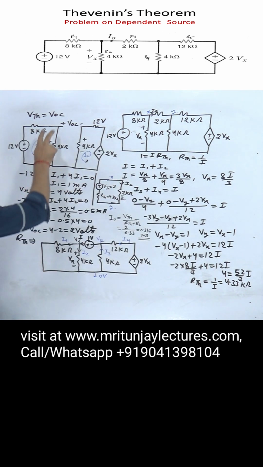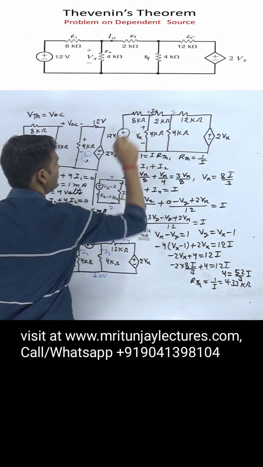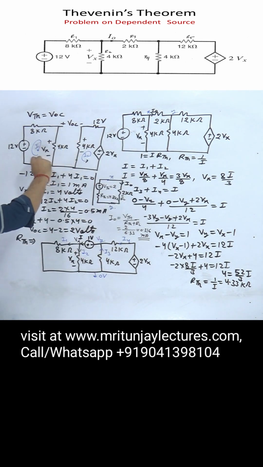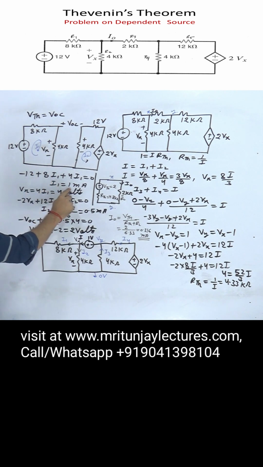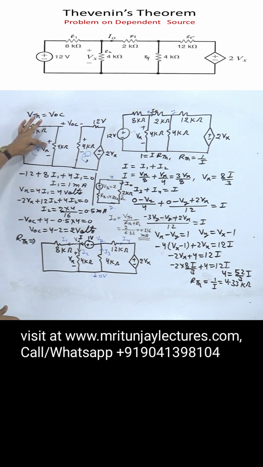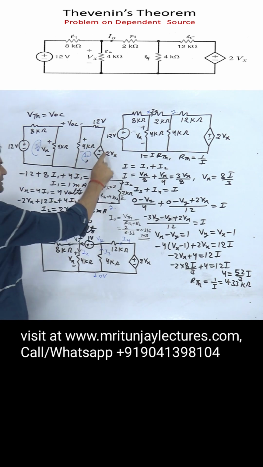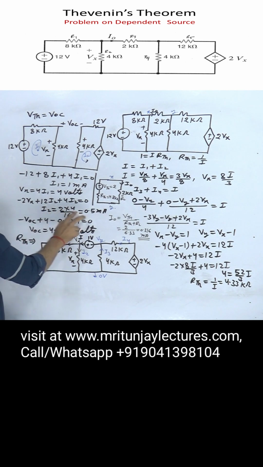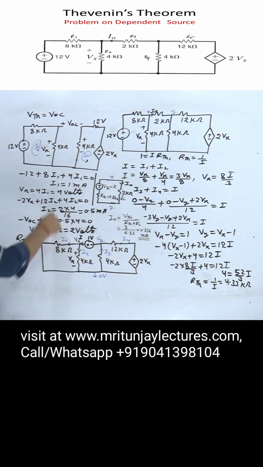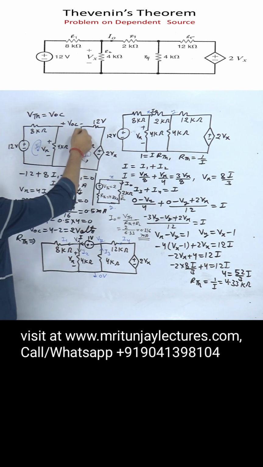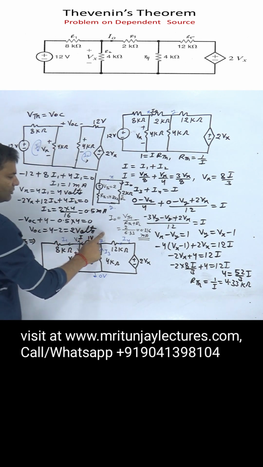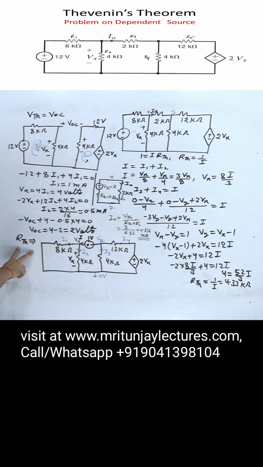VTH means open circuit corresponding to these two terminals. If this one is open, apply KVL in this loop, then we get I1. Put this value in Vx, which equals 4 into I1, so that is 4 volt. Apply KVL in this loop, then we get I2 is 0.5 milliampere. Now apply KVL in this loop, then we get V of OC, that is 2 volt.